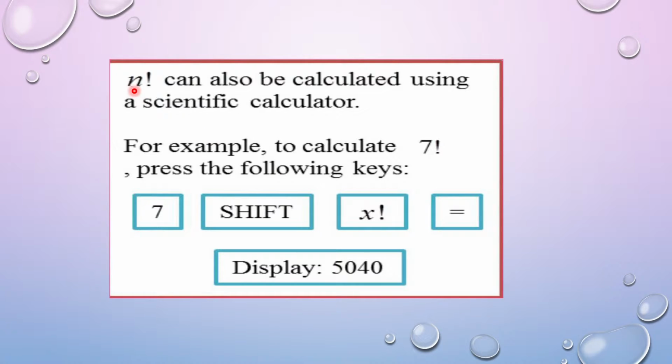n factorial can also be calculated using a scientific calculator. So for example, to calculate 7 factorial, if you have your calculator with you, you press 7 and then press shift and then you press the exclamation symbol. Then you will be able to find the answer, that is 5040.